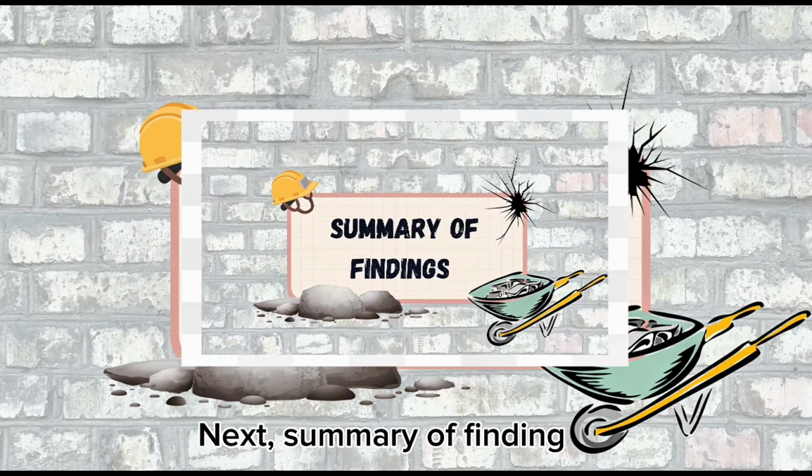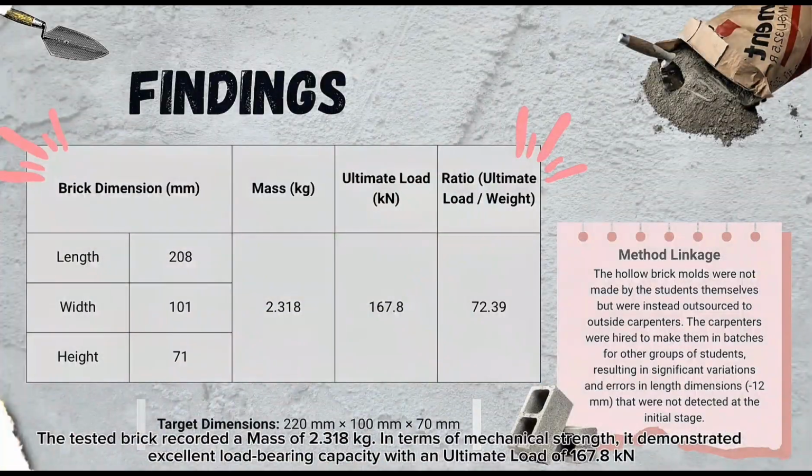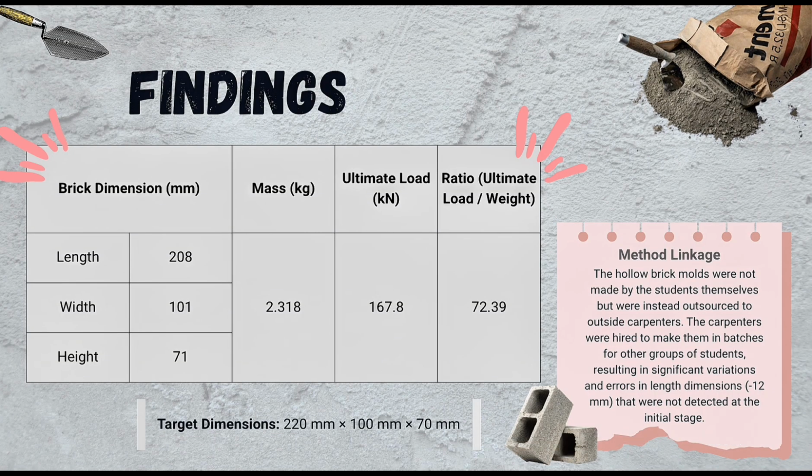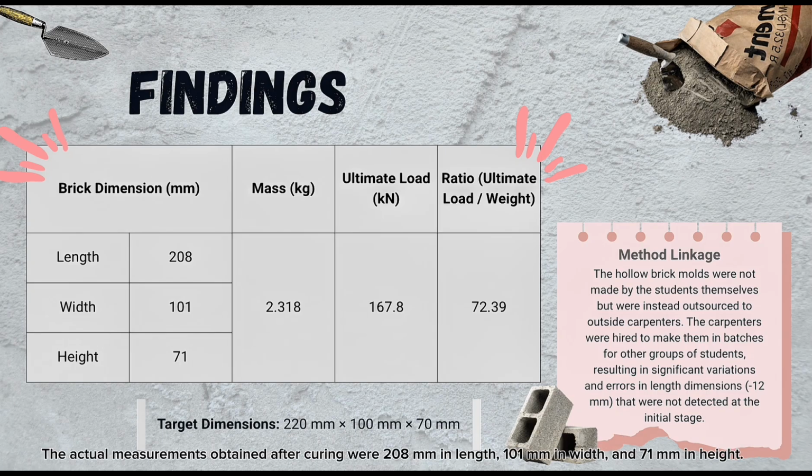Next, summary of findings. The tested brick recorded a mass of 2.318 kilograms. In terms of mechanical strength, it demonstrated excellent load-bearing capacity with an ultimate load of 167.8 kilonewtons, resulting in a high ultimate load-to-weight ratio of 72.39. The actual measurements obtained after curing were 208 millimeters in length, 101 millimeters in width, and 71 millimeters in height.